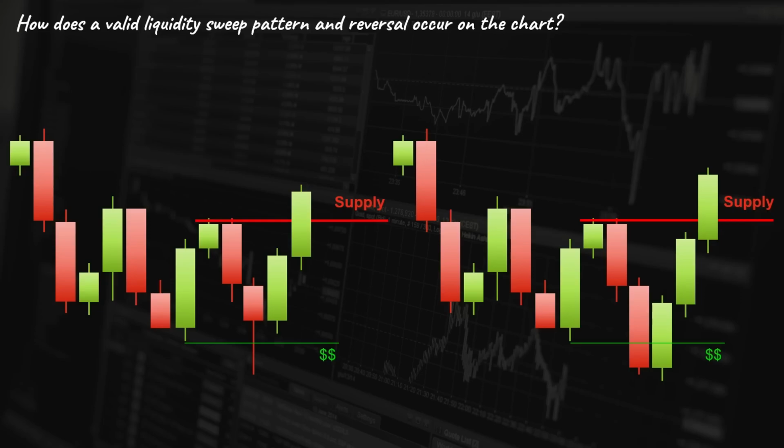So, combining the change of character concept with the liquidity sweep pattern will give us a perfect insight into future movements. Now let me show you some practical examples on the real chart to demonstrate how we analyze the price action when trading opportunities arise.